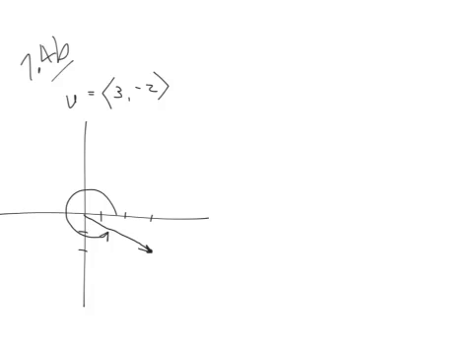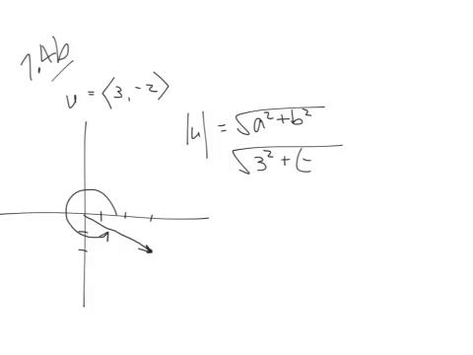So to find magnitude is square root of a squared plus b squared. Okay, so my a is going to be my x value, and we said that that was 3, plus -2 quantity squared. So that's 9 plus 4, that's going to be the square root of 13. So that's what my magnitude is, the square root of 13.